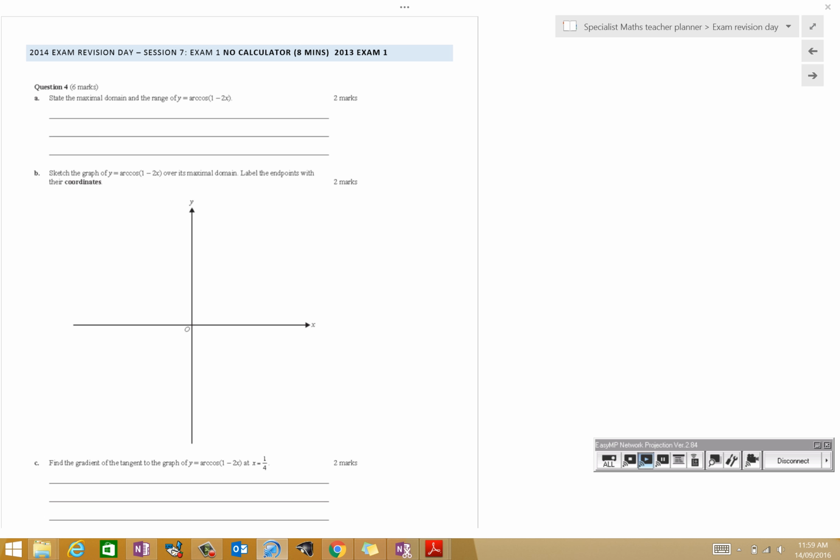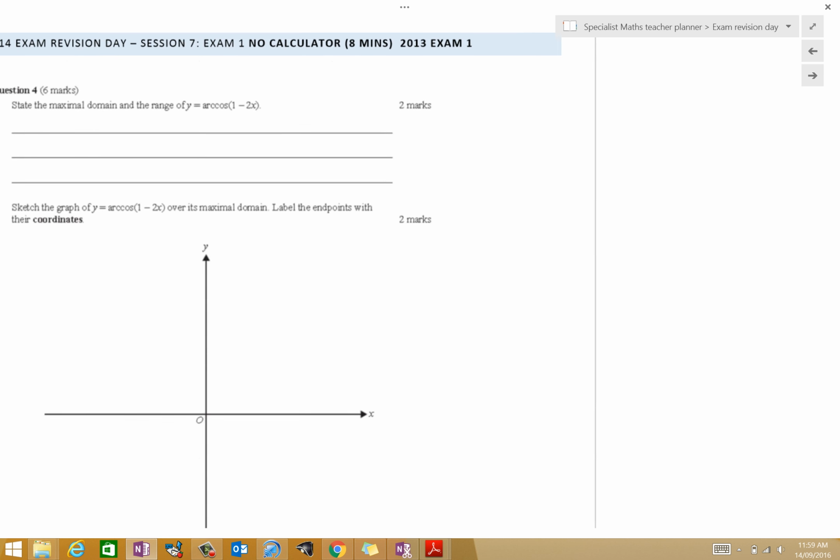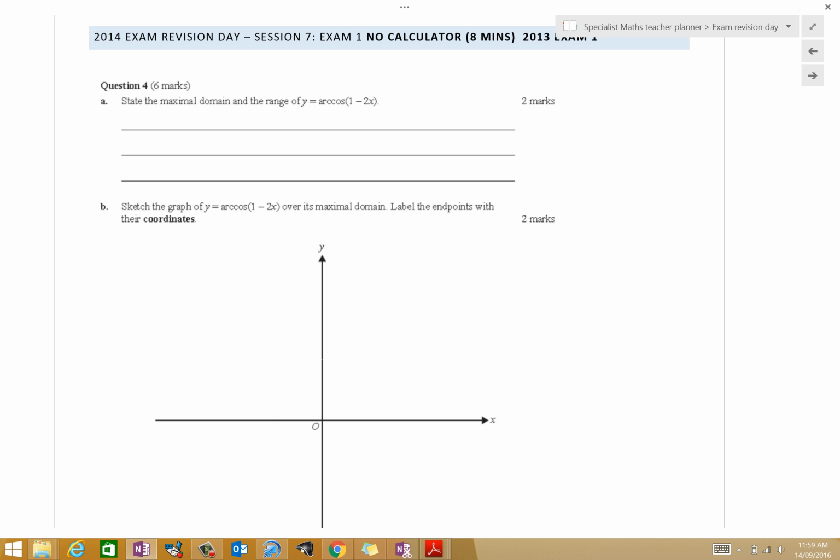So, just quickly, state the maximal domain. Now, we've been through some of these already, but it's important for you guys to know, and not by looking at the formula sheet, that the domain of inverse cos is between -1 and 1, which means that 1 minus 2x must be between -1 and 1. Then what we're going to do is subtract 1 from both sides, divide by -2, which means that the domain is going to be x is between 0 and 1. Okay, so that's going to be your first mark.